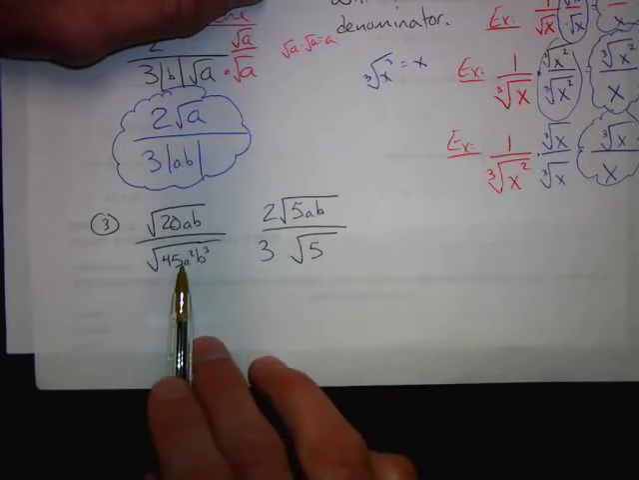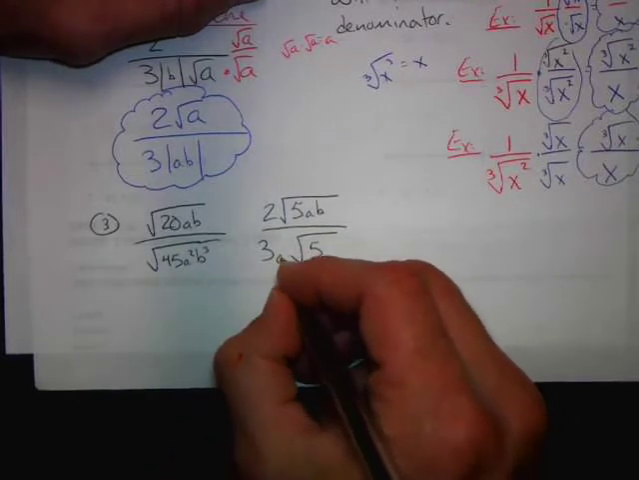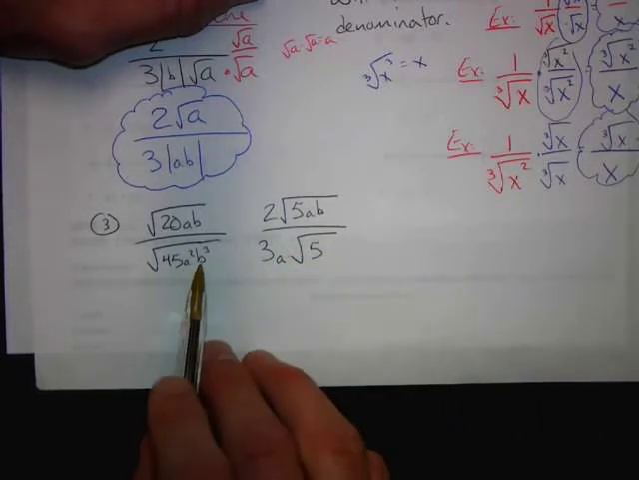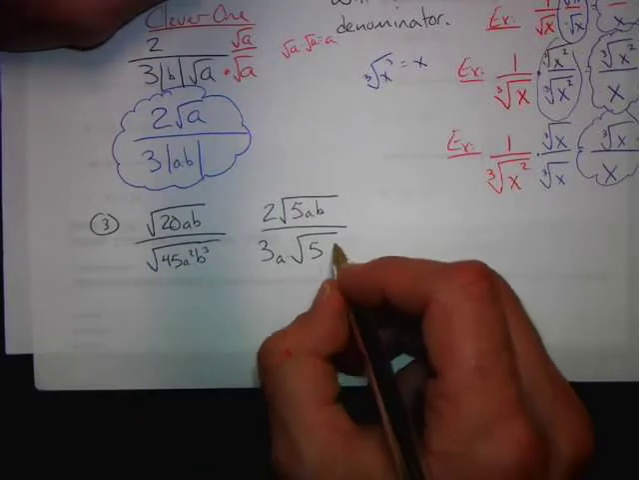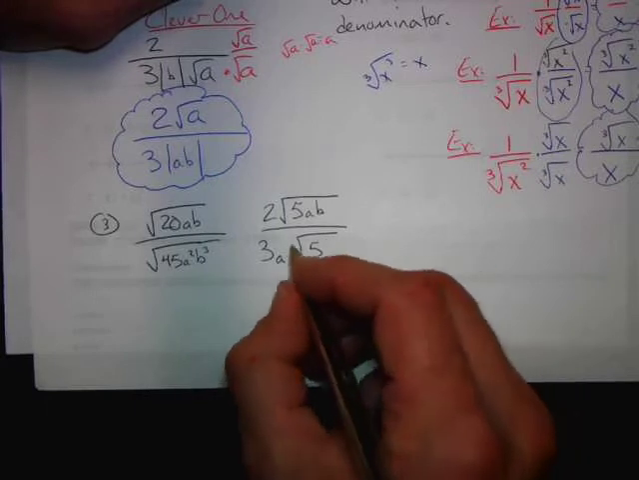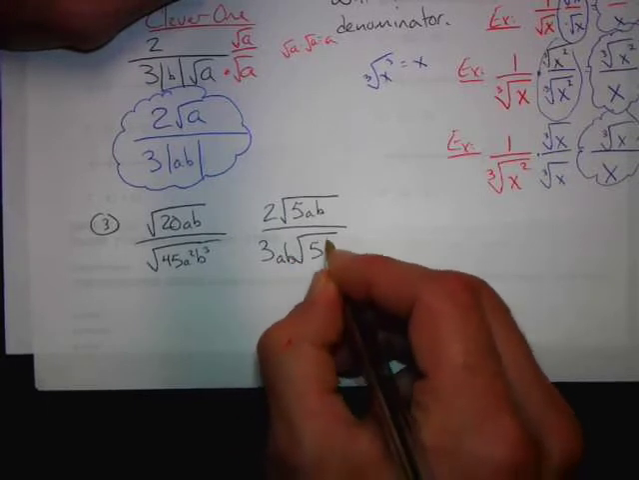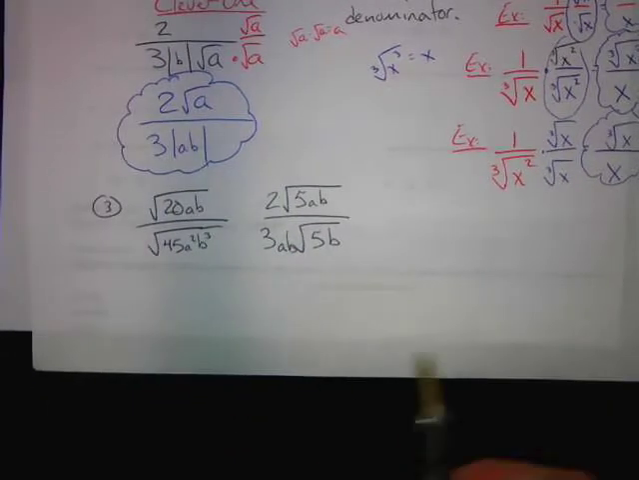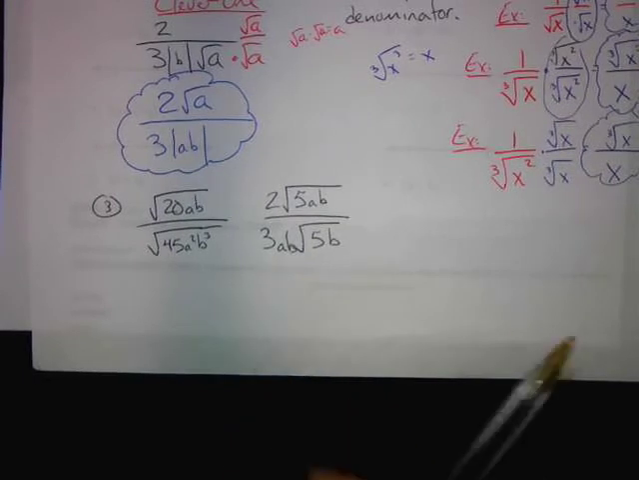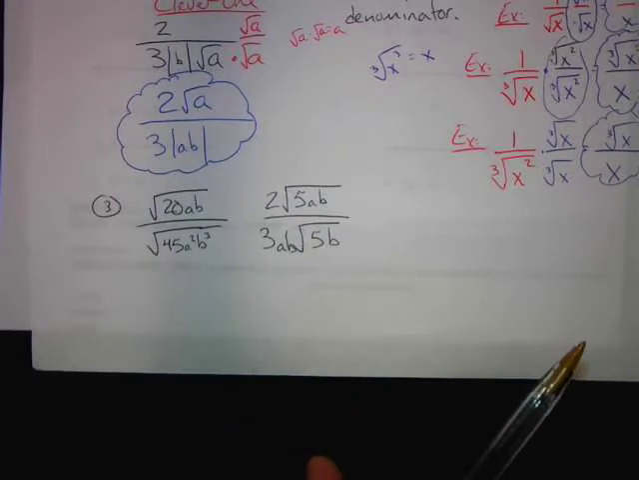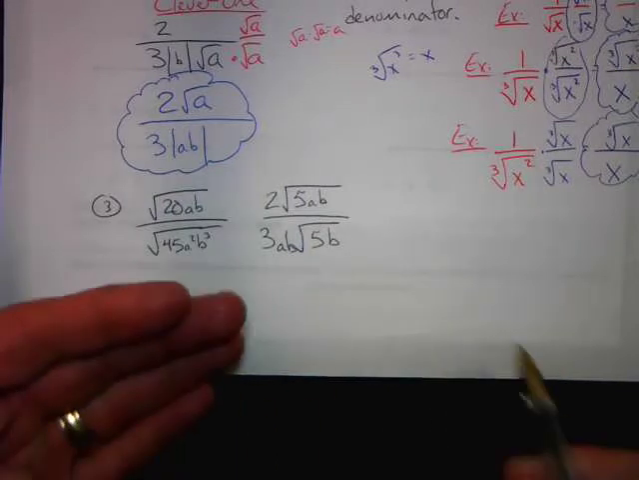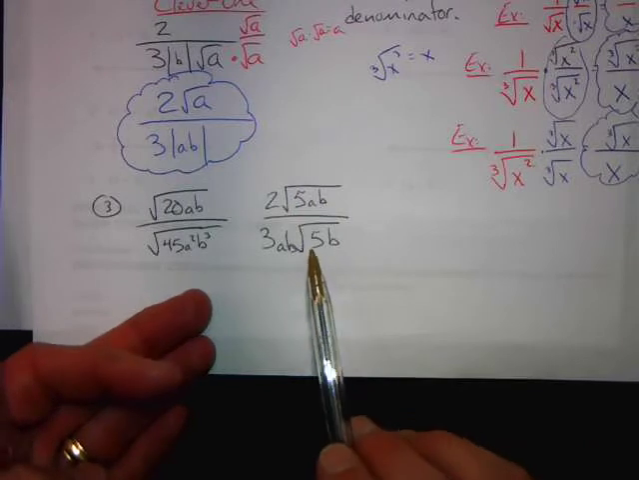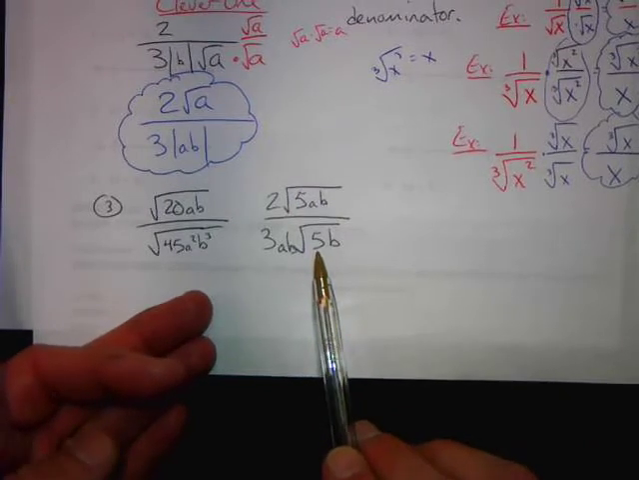And isn't the square root of a squared a? And isn't the square root of b cubed b squared times b, right? So that would leave us 3ab times 5 root b, okay? So that's the setup so far. And now remember, we cannot have a radical sign in the denominator.